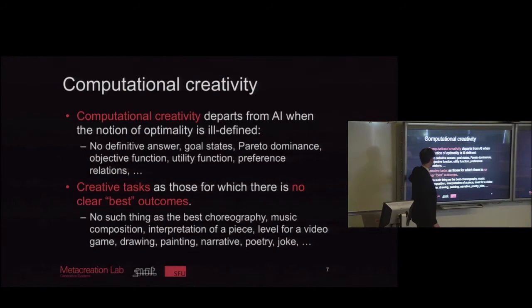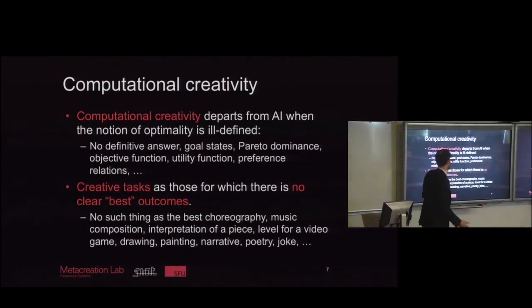We are interested, in the context of the lab and meta-creation, in looking at creative tasks, which are precisely the tasks for which there is no clear, crisp definition of what a best outcome is, what an optimal outcome is. So when you look at directing a movie, composing music, interpreting a piece of music, putting together a joke, a choreography, there's no such thing as the best in any of these domains. There's no such thing as the best recipe of spaghetti, etc., etc.